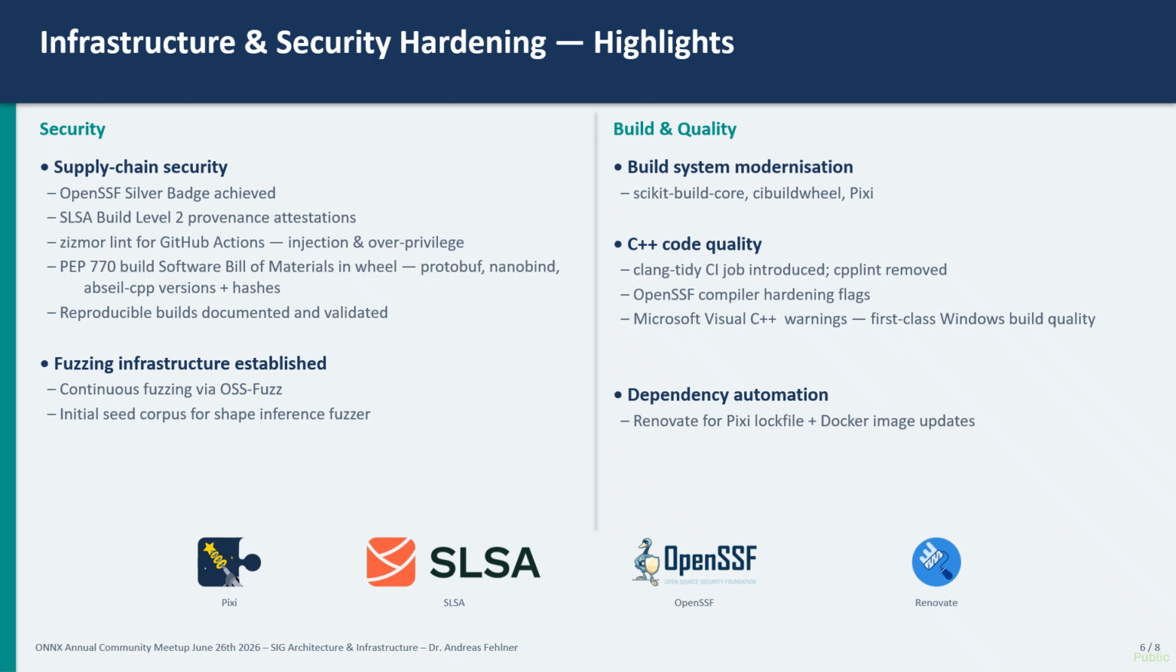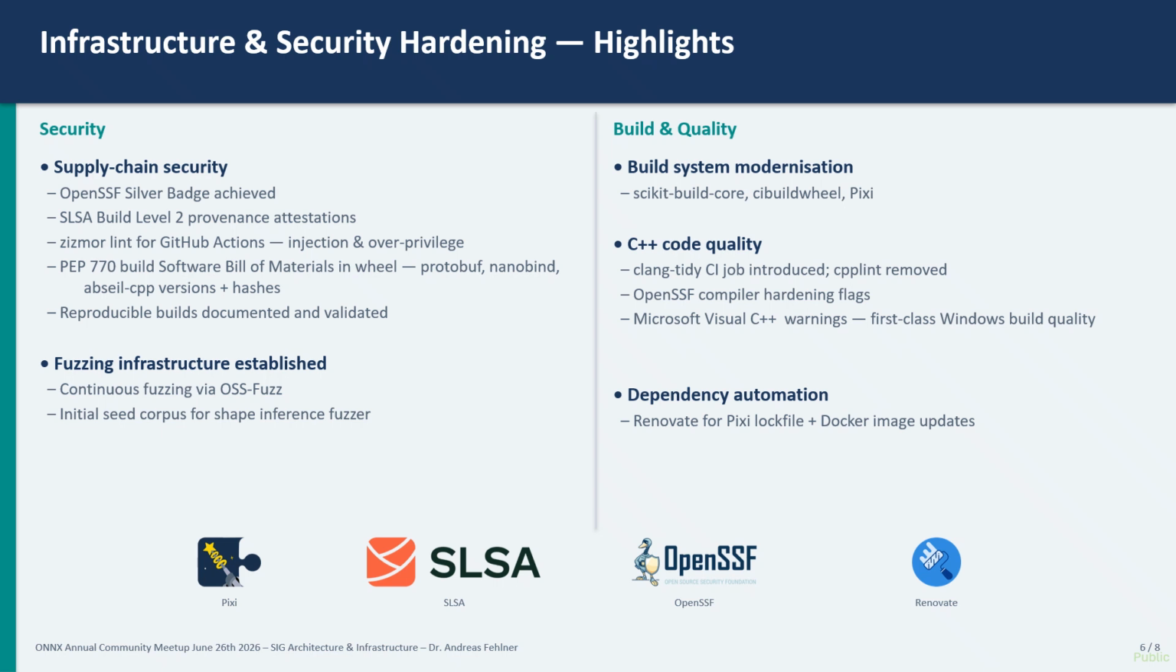I'm particularly proud of what we have achieved in security and build infrastructure. On the security side, we achieved the OpenSSF Silver Badge. We set up SLSA build level 2 provenance attestations, so every release artifact now has a cryptographic attestation of how it was built. We added a linting tool for our GitHub Actions workflows to catch injection vulnerabilities and overprivilege. And we implemented PEP 770, a standardized SBOM that is statically compiled into every Python wheel we publish. It records exactly which C++ dependencies are bundled inside with the license, exact versions, and hashes.